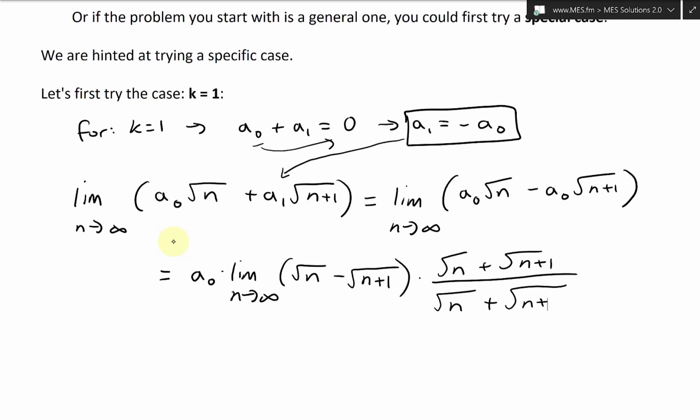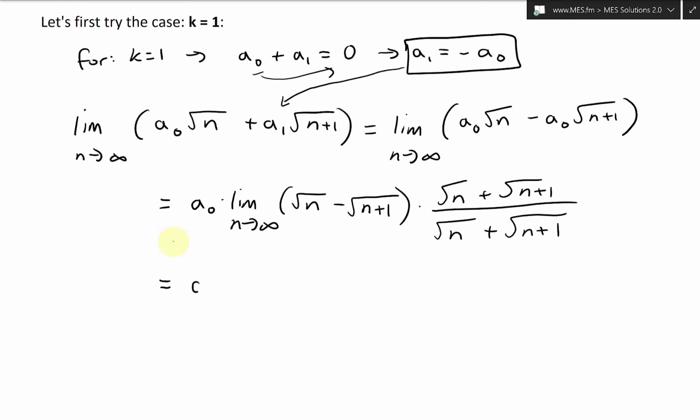And notice a bunch of cancellations. Notice that we're going to multiply this inside top, and then over here, this goes here, etc. And then this multiplies this and that, etc. So I'm just going to erase that. So this equals a0 times the limit as n approaches infinity.